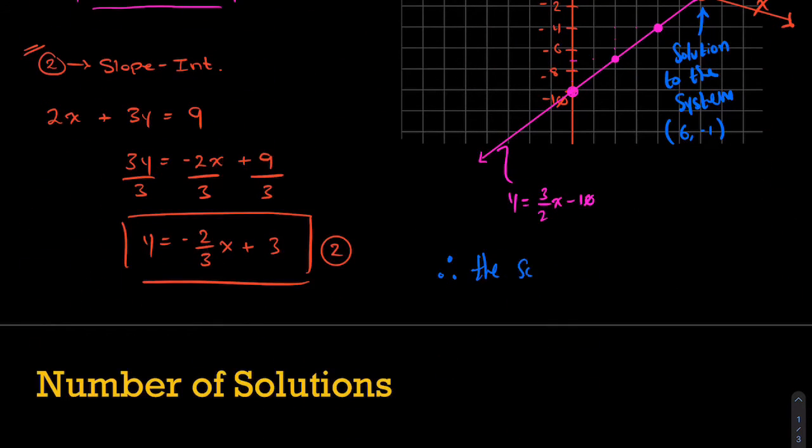The solution to the system is (6, -1), right? And that's all you need to write. And you're off to the races.